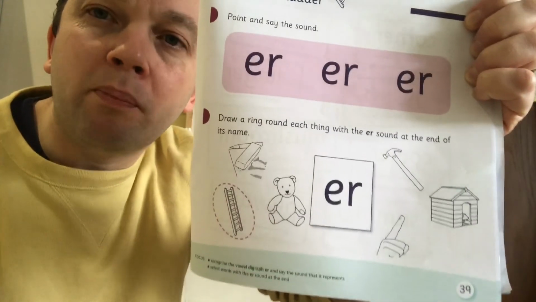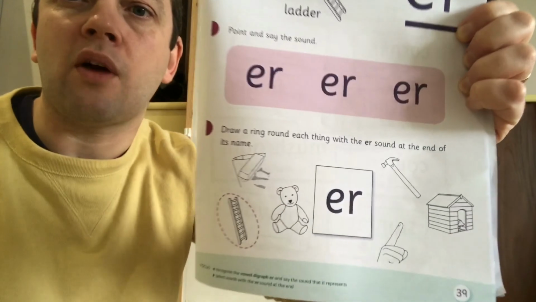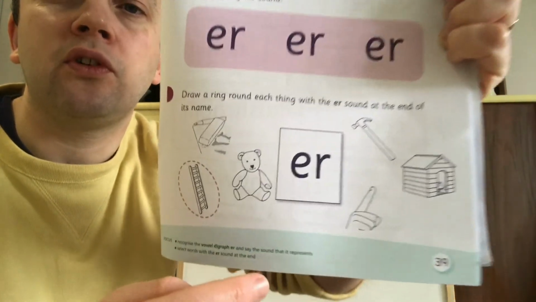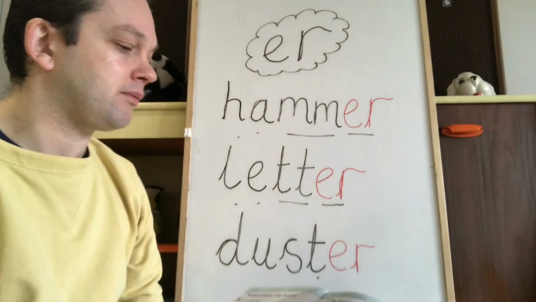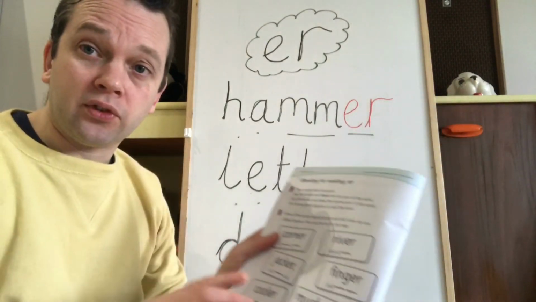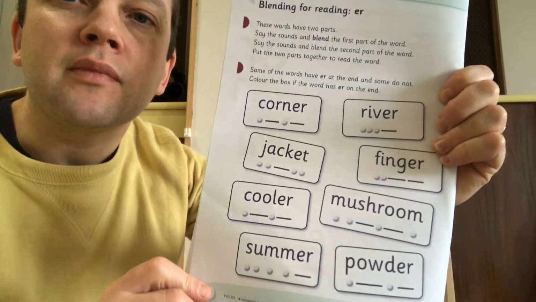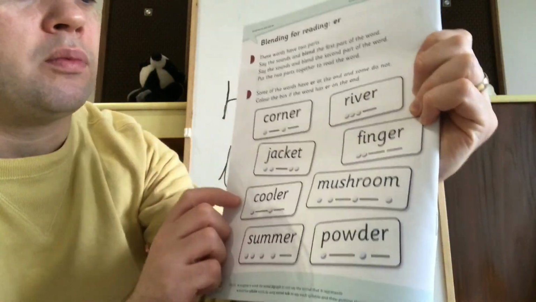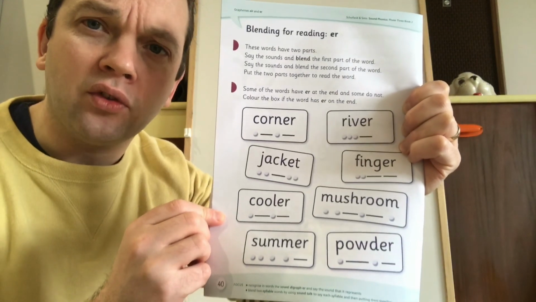Now at the bottom we've got pictures. Some have got the sound in, some haven't. You know what to do now. You draw circles around the ones that do. Leave the ones that don't. Then, page 40. Okay, you're going to read these words and colour in the ones that have the sound.